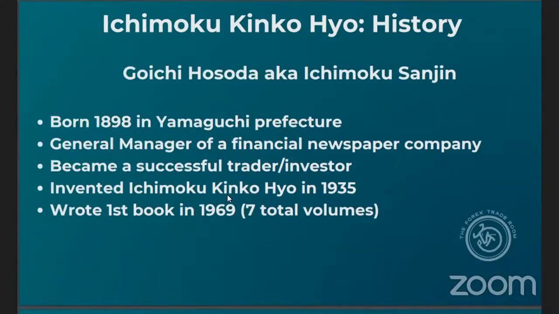So a little bit of history behind this. Goichi Hosoda, whose pen name was Ichimoku Sanjin, was born in 1898 in Yamaguchi Prefecture. Look at this from a historical perspective and think about the year we're in right now. He was the general manager of a financial newspaper company, and he became a successful trader and investor.